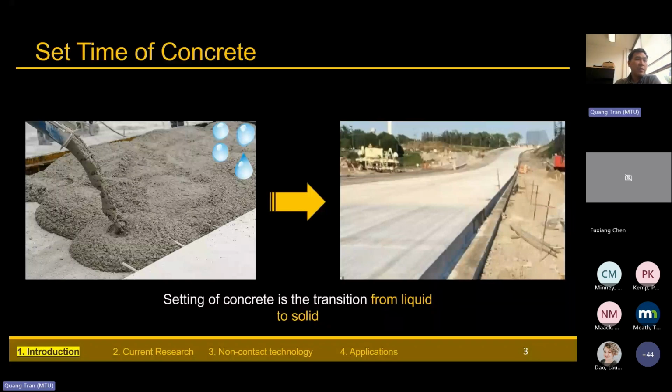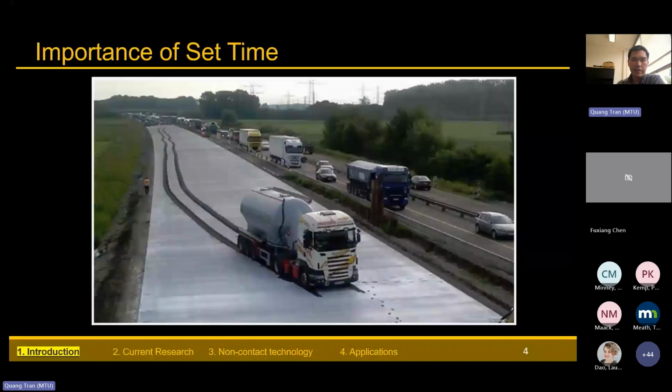However, the set time is not always easily recognized, as you can see. We can easily damage the concrete pavement. Even after the concrete is paved in the shape of the concrete pavement, it doesn't mean that the concrete has already set, right?